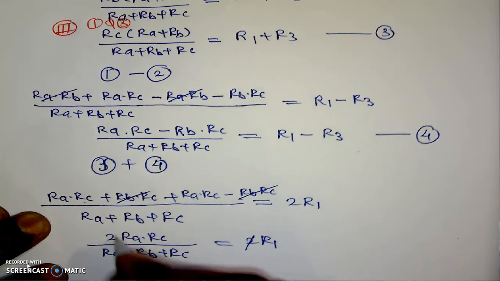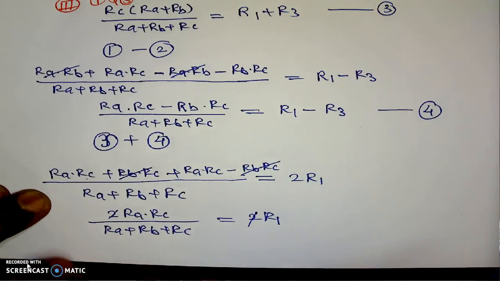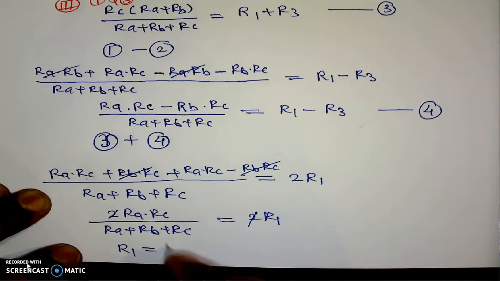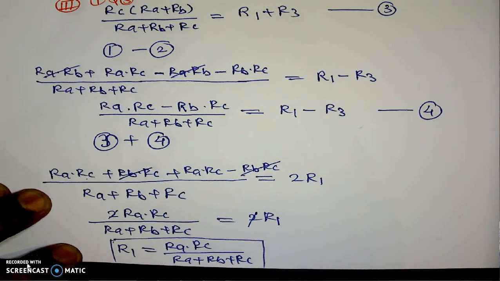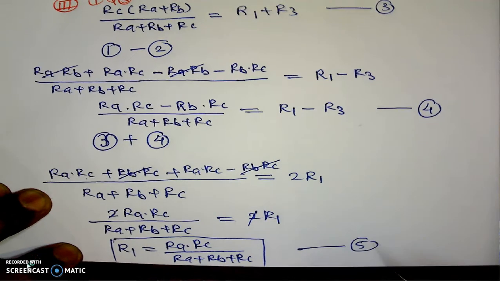This 2 is cancelling with the 2. So here we are getting the final value of the resistance R1, which is equal to RA into RC divided by RA plus RB plus RC. We are able to calculate the value of the resistance R1. I will name this equation number 5.